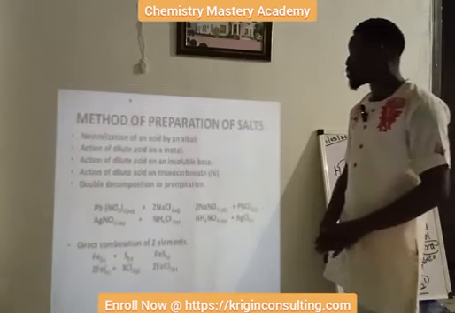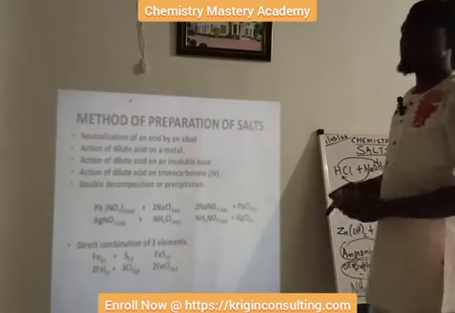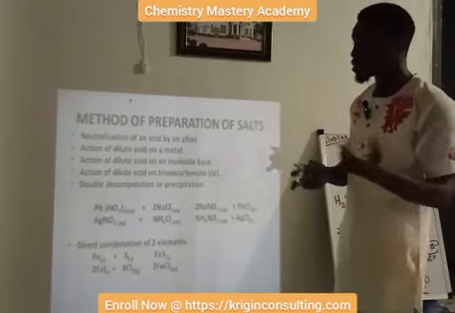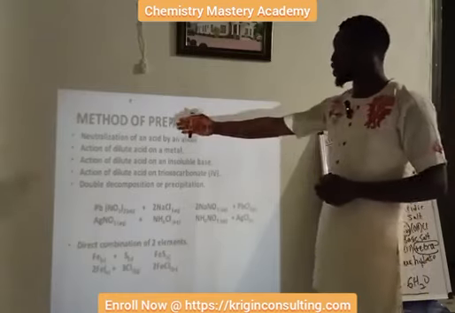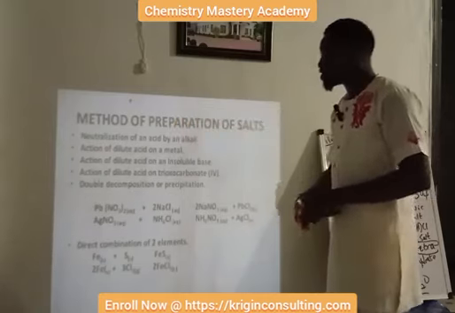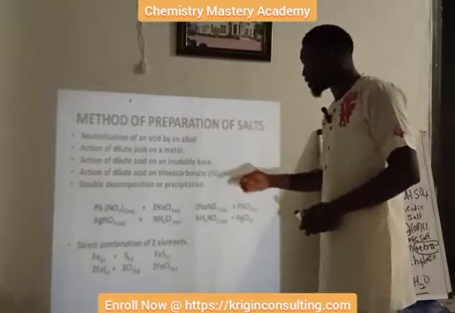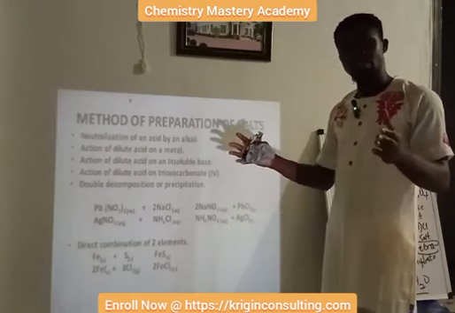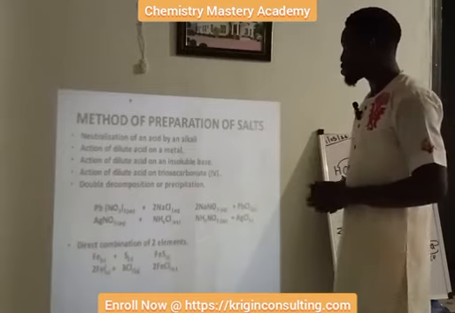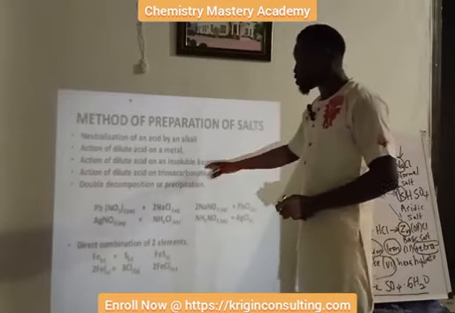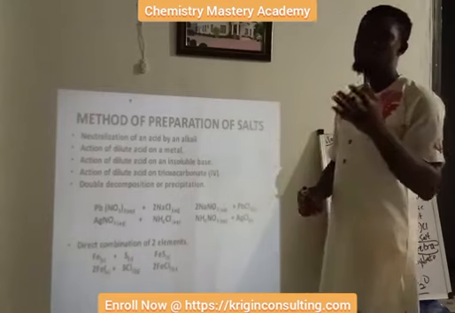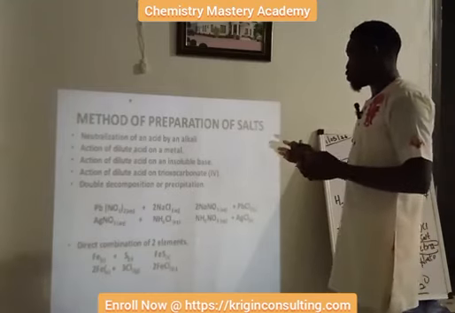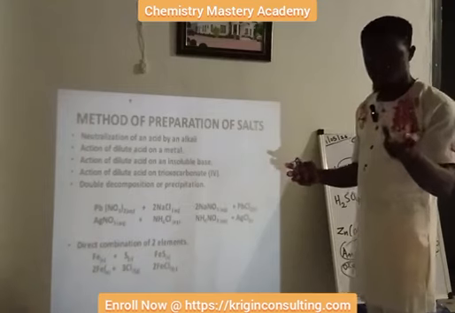Now, what are the methods of preparing salts? Of course, we have already established that neutralization reaction is the process of mixing acid and base to get salt. So one of the ways of preparing salt is neutralization of an acid by an alkali. Then we have action of dilute acid on a metal. When you take dilute acid and bring a metal together with it, it will form salt. Then action of dilute acid on an insoluble base. When you take a base that does not dissolve in water and mix it with acid, you will form a salt.